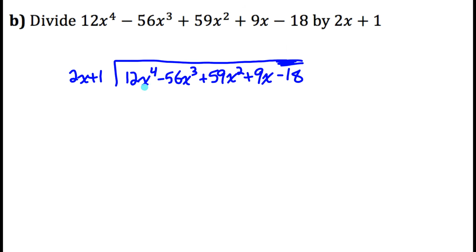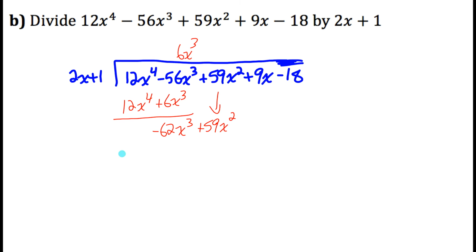And now I'll do the division. 12x to the 4 divided by 2x gives me 6x cubed. Multiply 6x cubed by the divisor, and I would get 12x to the 4 plus 6x cubed. Now we'll do our subtracting. Negative 56 minus 6 is negative 62x cubed, plus 59x squared, once I bring that next term down.